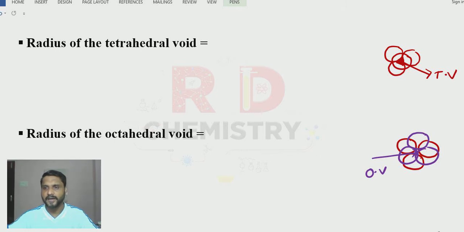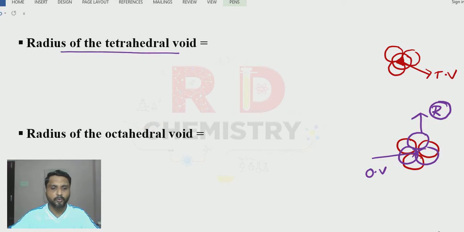Okay. Now let R be the radius of these atoms. Then how to calculate the radius of the tetrahedral void? Radius of tetrahedral void is equal to 0.225 times the radius of the atom surrounding it. Similarly, the radius of the octahedral void would be equal to 0.414 into the radius of the atom surrounding it. Clear? So, these are the formulas to calculate.